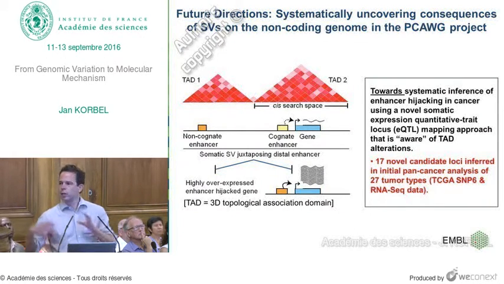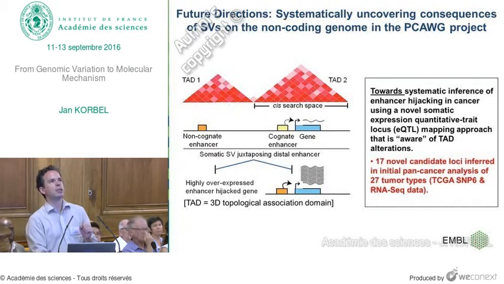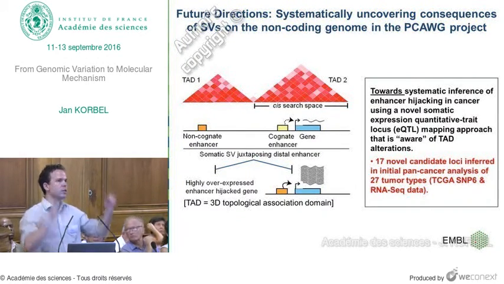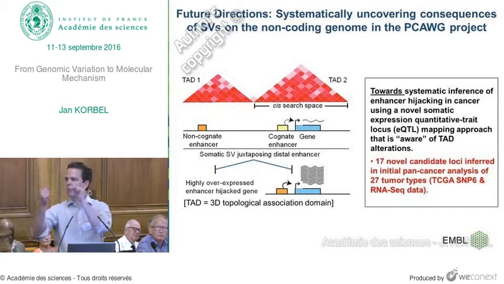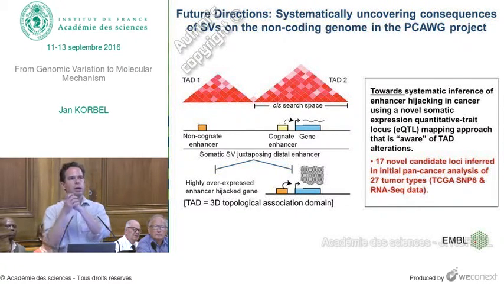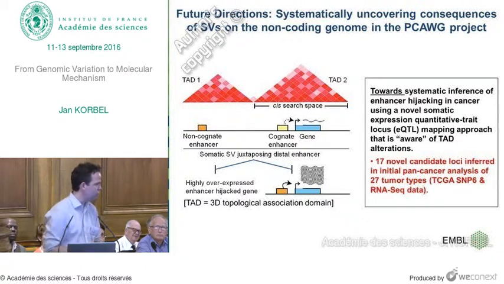And hence, we developed a computational approach with these ingredients: the structure of topological association domains, or TADs, the clustering of structural variations in the genome, and information on where genes get expressed. And through this, we've identified 70 novel candidate loci where we believe that enhancer hijacking is actually the driver event of the cancer.